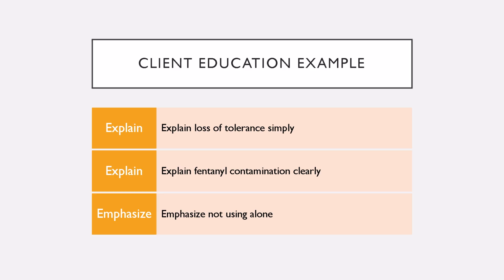They don't need a lecture on receptors and neurotransmitters every time. They need language that they can connect to real choices. And that's where repetition is going to matter. You may need to go over the same points multiple times in slightly different ways. That's not a failure. It's part of effective counseling. And good education is often simple, direct, and repeated. And that's especially true in opioid work where misunderstanding can have fatal consequences.